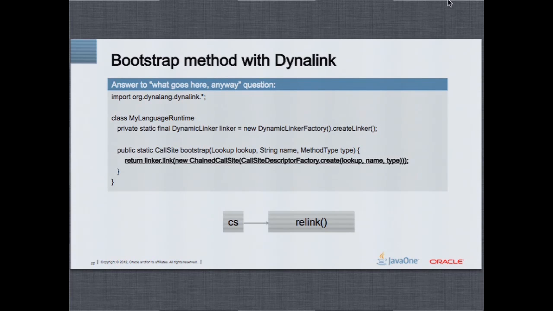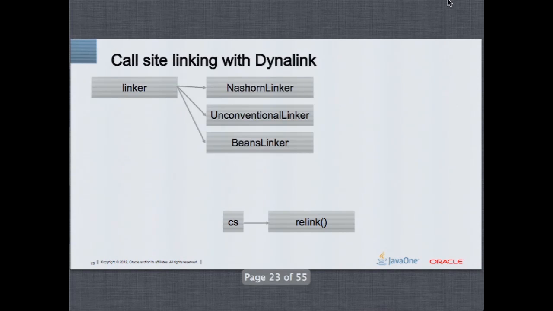What it does is it will take your CallSite and it will link it to a special method handle that does nothing at all. It does not know at this point what needs to be invoked. It will link to a special method handle that when it's invoked with actual arguments, it will know how to relink the CallSite for those actual arguments.